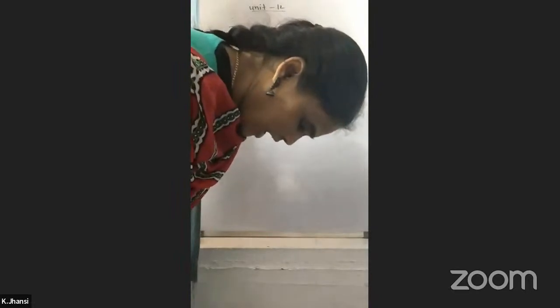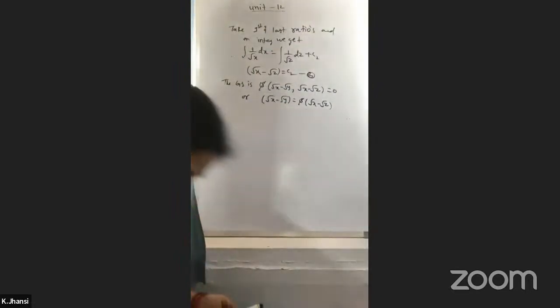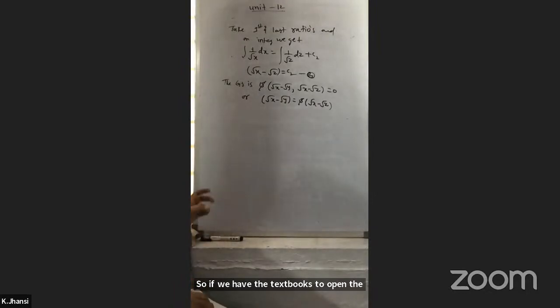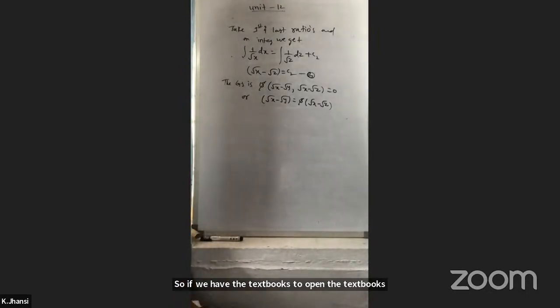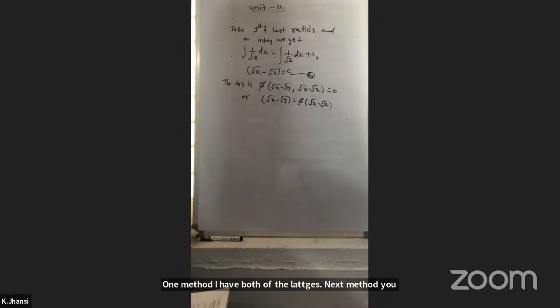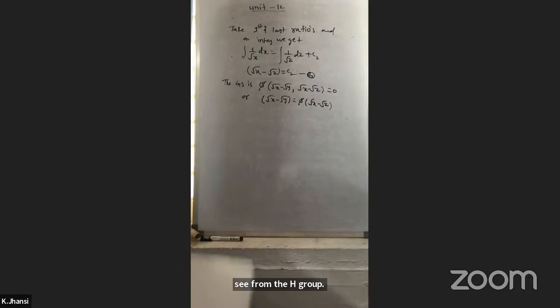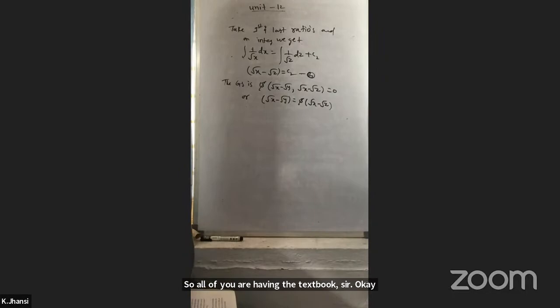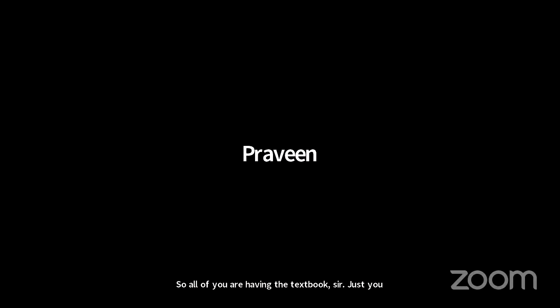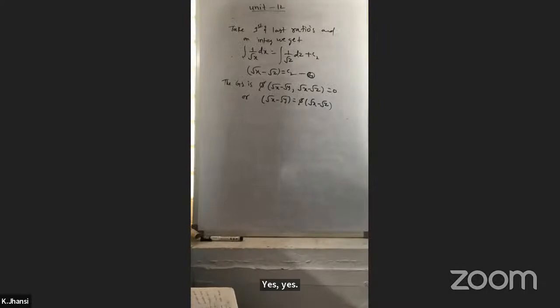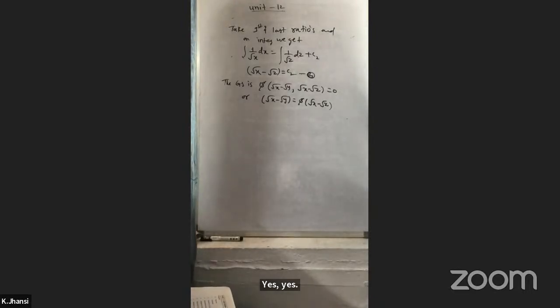Okay. So if you have the textbooks, open the textbooks. One method I have told for Lagrange's. Next method you see from the textbook. So all of you are having the textbooks, sir? Just you message it. Yes, yes. You're having textbooks, no? So try to open them and take any one pen or pencil, anything, okay?